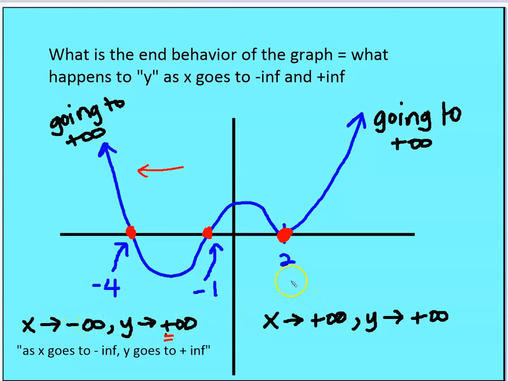On the same vein, as x goes to positive infinity, now we're going in this direction, y is also going to positive infinity. All right, so we're talking about end behavior. What's happening if you were to keep on moving in this direction and never stop? You would be moving towards infinity on the y-axis, and the same if you moved into the direction on the left, as the values got increasingly negative.